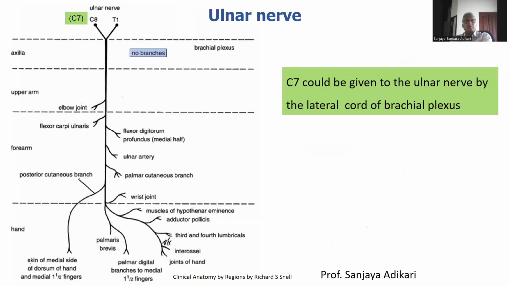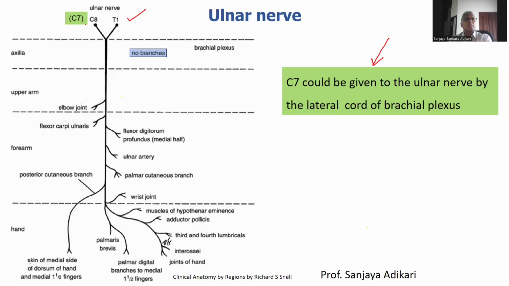So ulnar nerve, on the other hand. Now, Richard Snell gives only C8 and T1. For instance, if you get an MCQ where the segments of ulnar nerve are checked, be intelligent, because depending on the source from which the MCQ is done, you can have C8 and T1 only, or C7, C8, T1. So be careful. It should not come in a question, but sometimes it happens. Different books give different opinions. The point here is C7 could be given to the ulnar nerve by the lateral cord, so there can be a connection. Anyway, leave it behind.